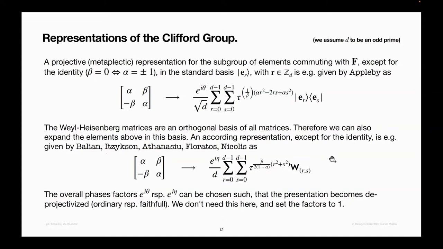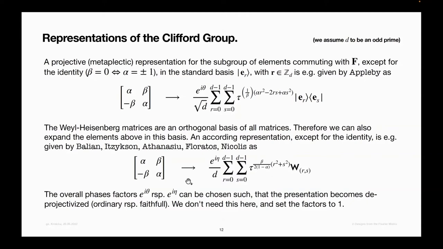They did it for the general Clifford group. We restrict to the subgroup again. And it looks like this here, again with the exception that in this case beta is zero, or alpha is one. This is a restriction, because if alpha were one, then the formula would break down. So it's exactly except the case where it's an identity matrix. And we don't care about the phases anyway in the representation.